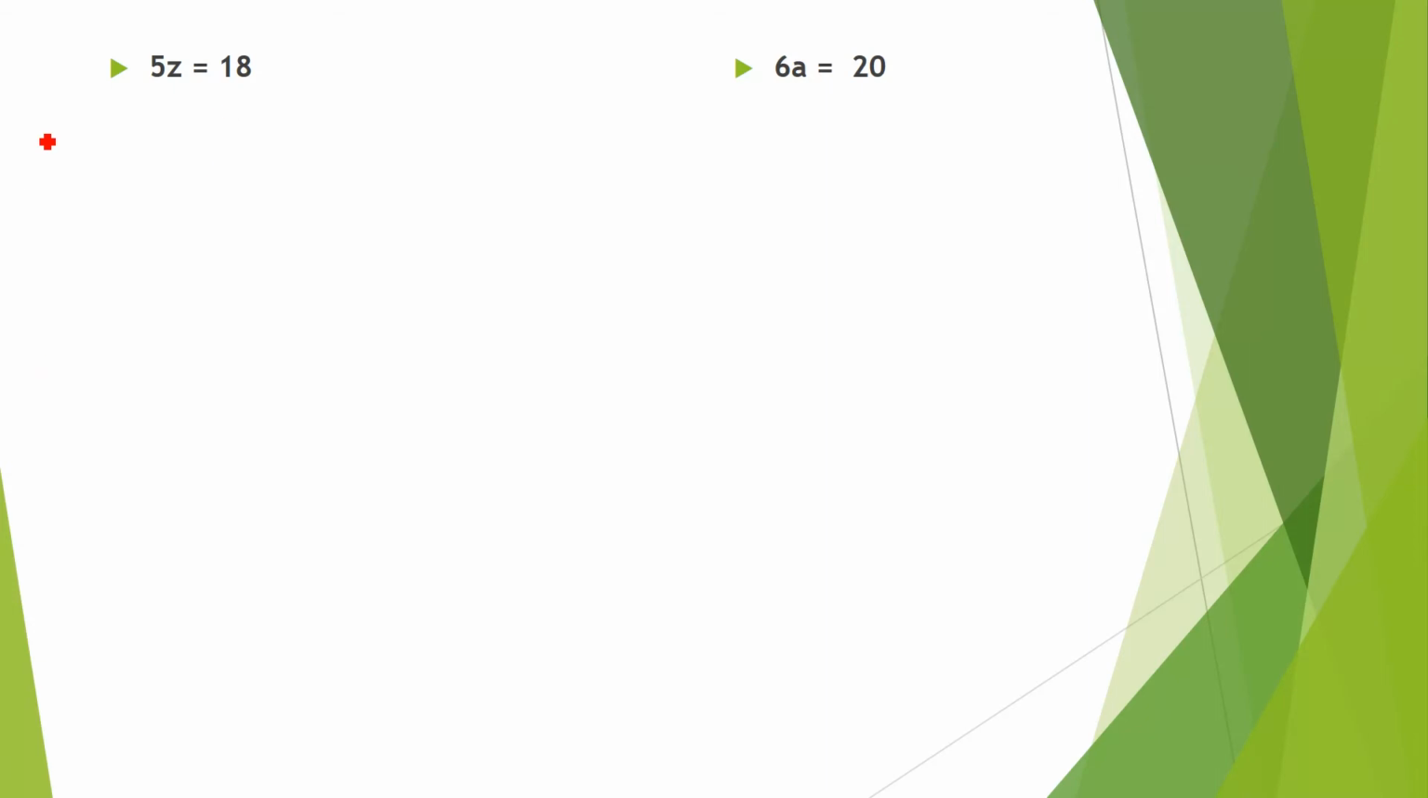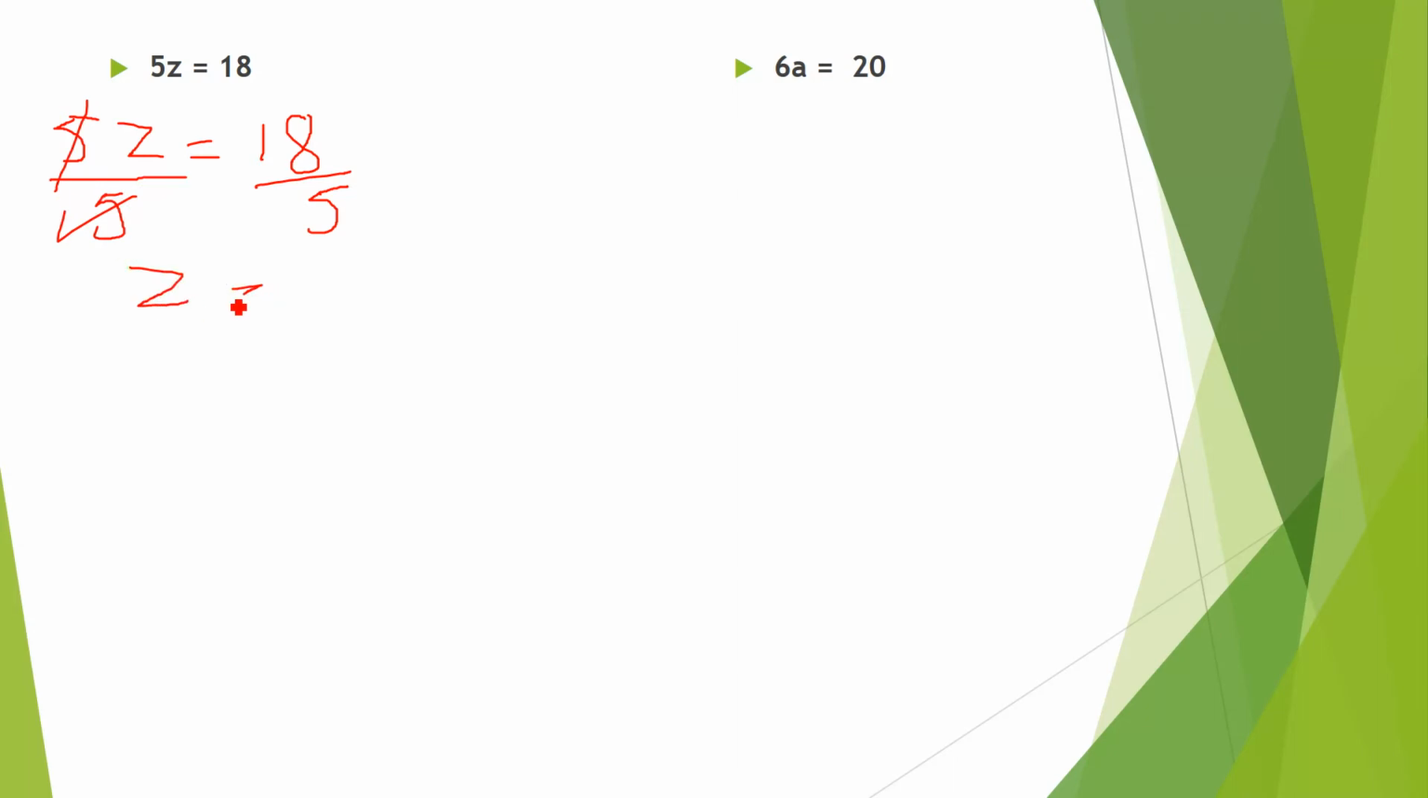Here you have to find out the value of z. I am using different variables, so you should be familiar with these, that you can have any variable. So first, basic, simple method. What is the relationship between 5 and z? Multiplication. What is the inverse of multiplication? Division. Whatever you did on the left side of the equation, do the same thing on the right side as well. This will cancel out.